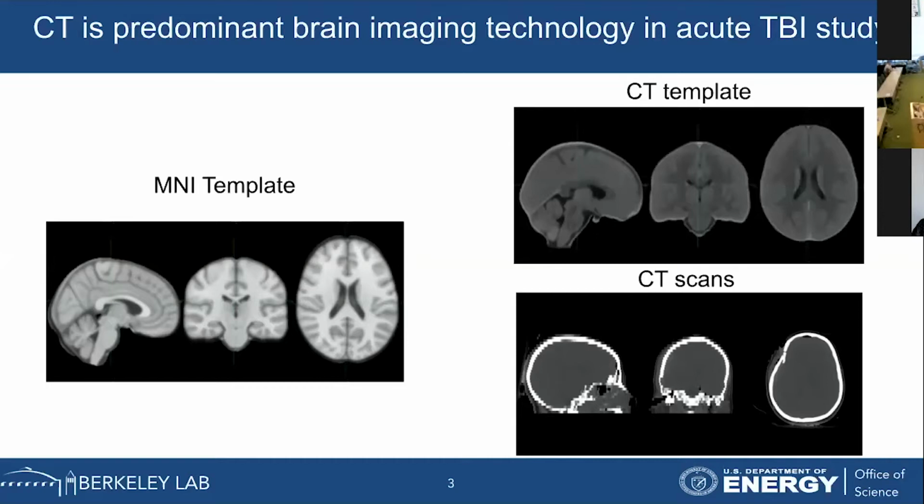In the end, what we want to build is a reasonably good CT template that we could take as a reference to compare and contrast the large population CT scans. And how we are going to get there is what I'm going to talk about in this project.